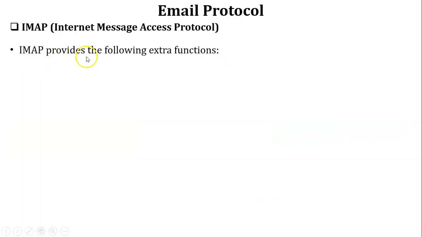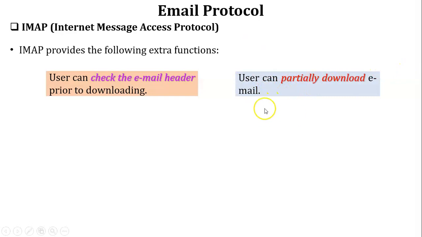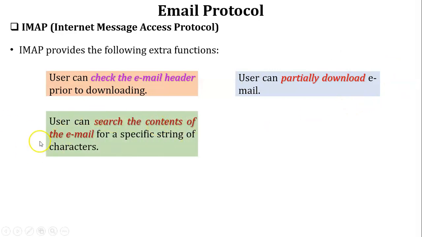Next, IMAP provides the following extra functionalities to overcome the limitations of POP3. The first one is that the user can check the email header prior to downloading. It means we can read the email subject before the email is opened. Next, the user can partially download the email. It means the user can open the file before downloading it from the email. Next, the user can search the content of the email for a specific string of characters. We all know that Gmail provides a lot of advanced search facilities. So we can search the email through the email ID, email subject, specific keyword and the file name.